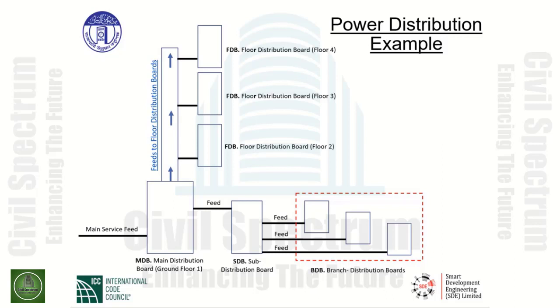Each one of these floor distribution boards feeds other panels and ultimately the suites on that floor. When we look at the main distribution board again on the ground floor, off to the right side we have a feed that feeds power to the sub-distribution board. The sub-distribution board distributes feeders to branch distribution boards that are located on the same floor level, as seen in this diagram.